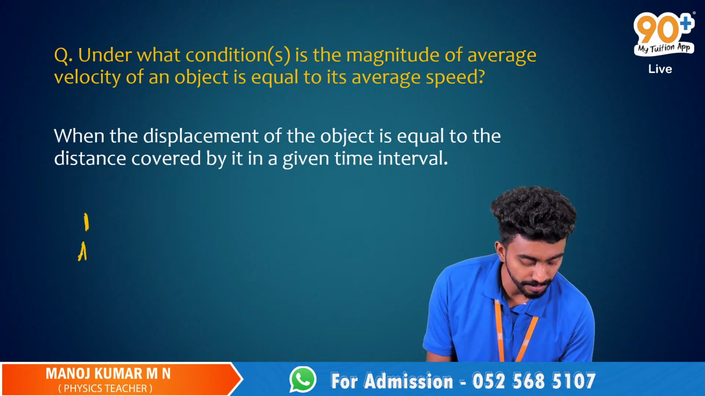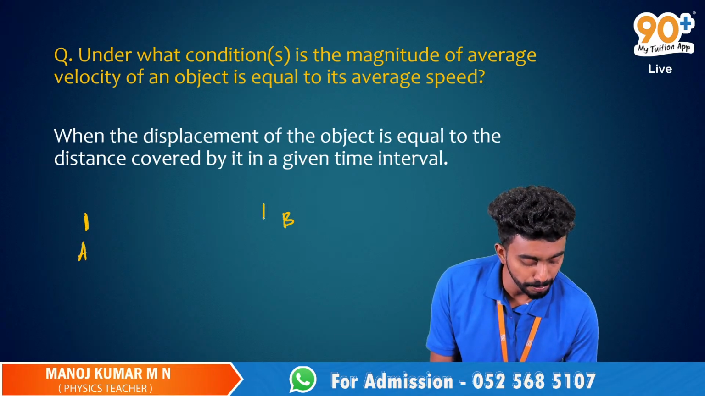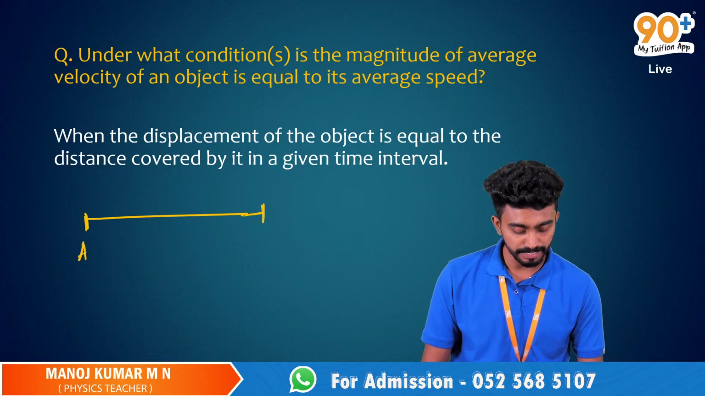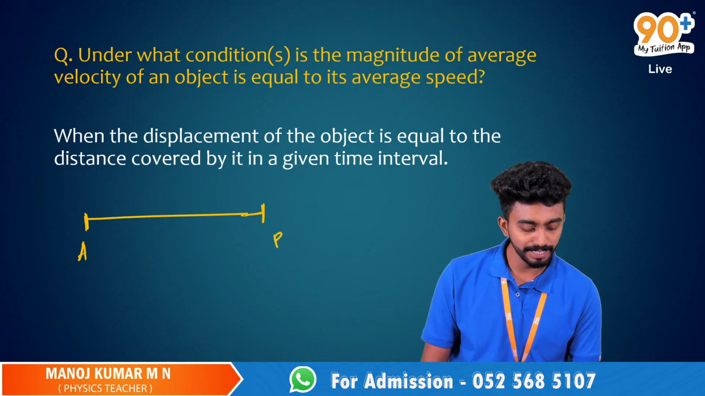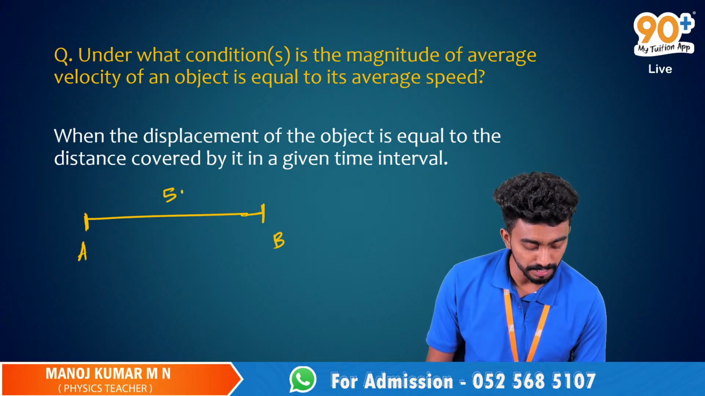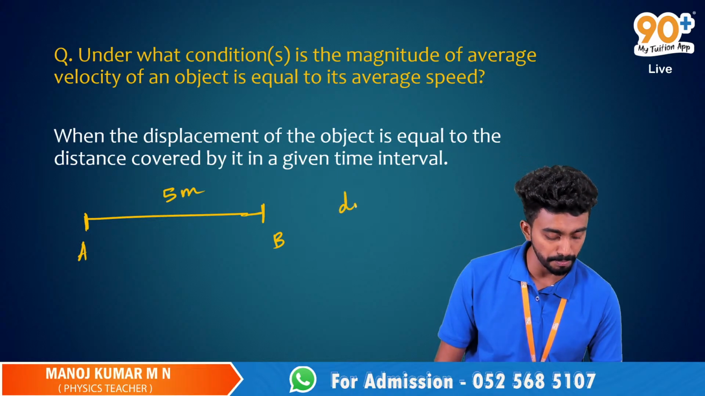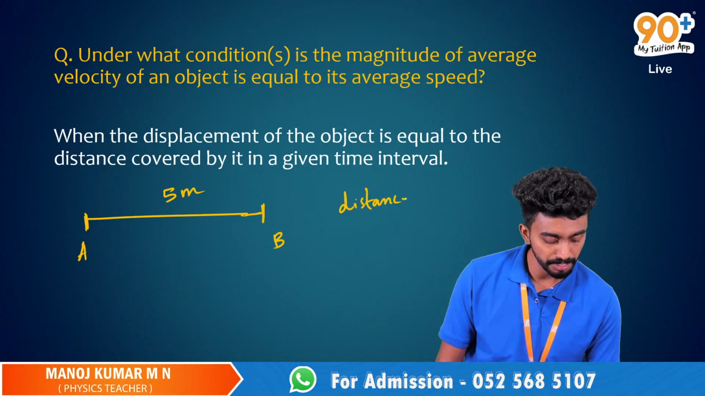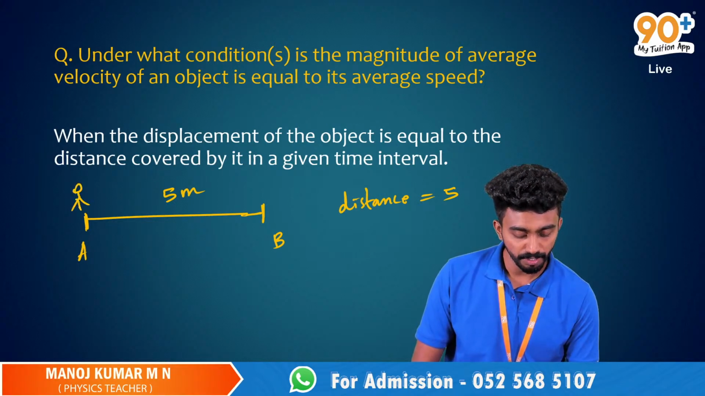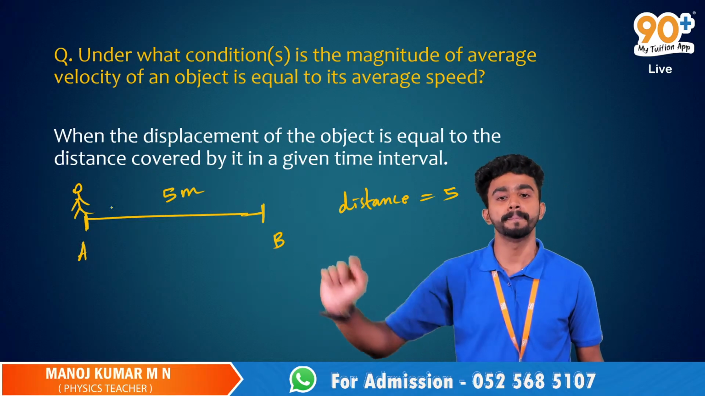Imagine we are considering an object moving from A to B. Okay. So in this case, what will be the distance? Okay, let's say it is 5 meters. So what will be the distance? Distance will be 5 meters, right? Distance will be 5 meters since the object is moving from this position A to B.